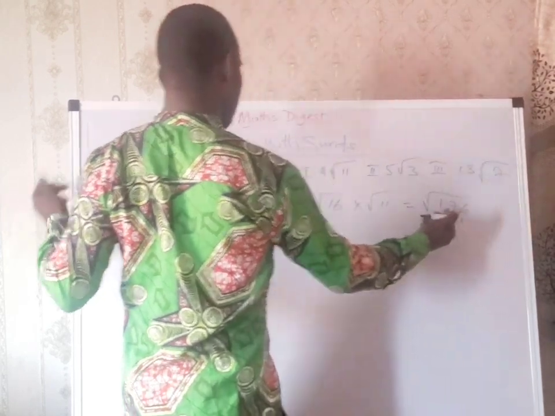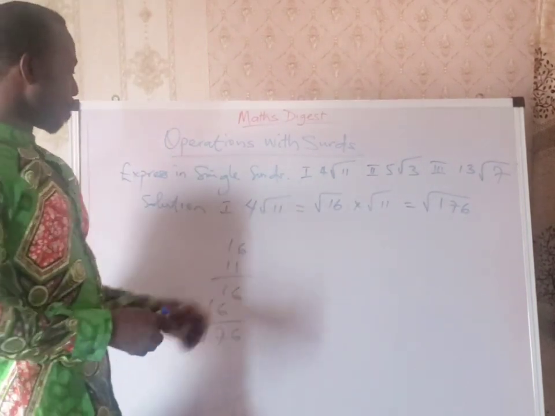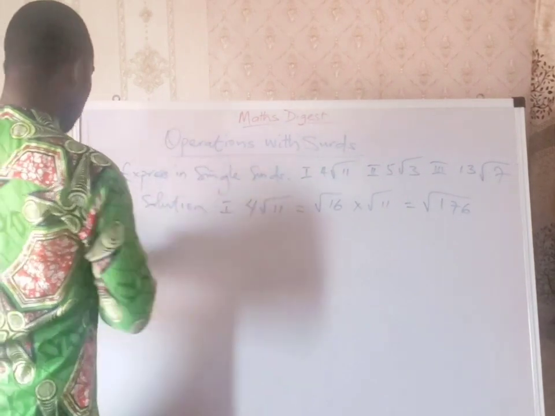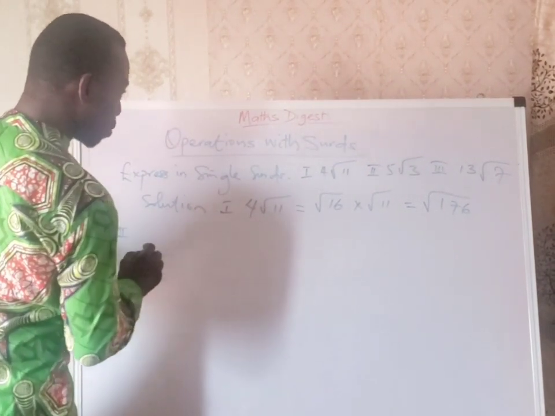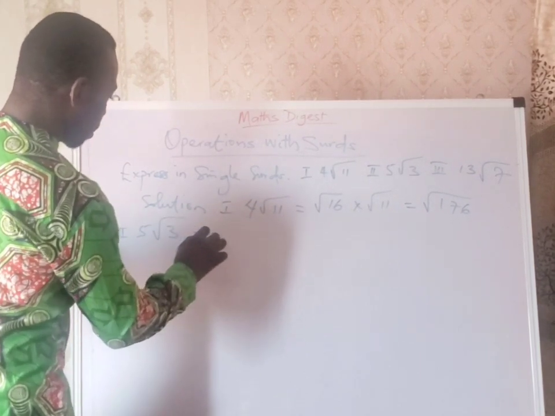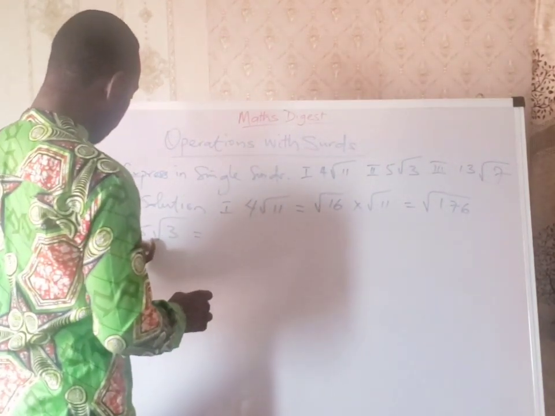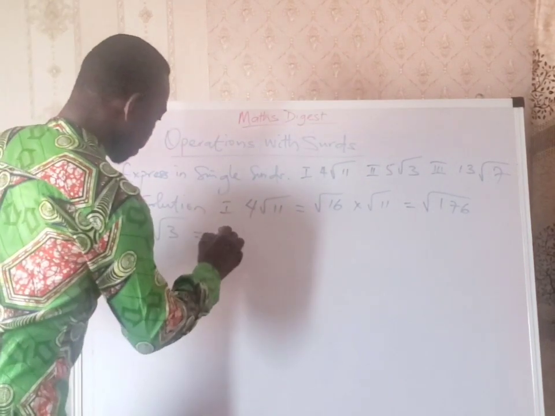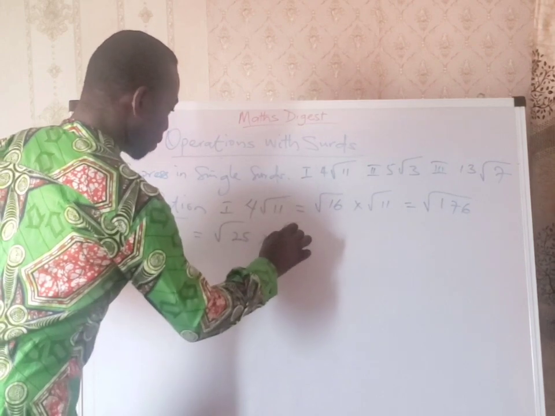176. So this is the expression or the surd that gave birth to this, okay? Now quickly, the second one says 5 root 3, okay? This simply can give us that root 5 raised to power 2 is what? 25. So root 25 times root 3.